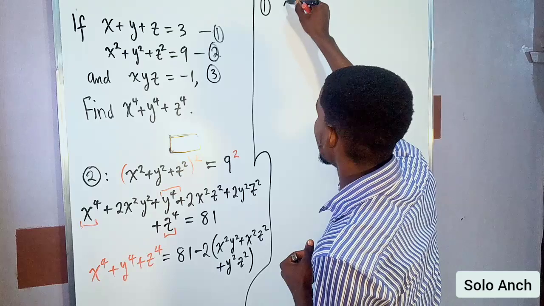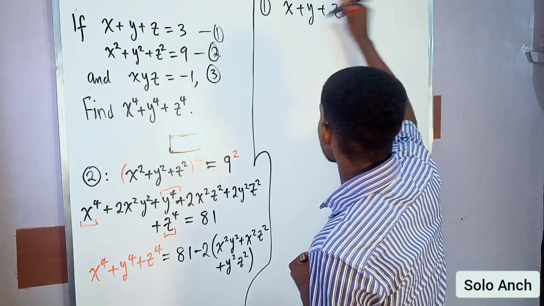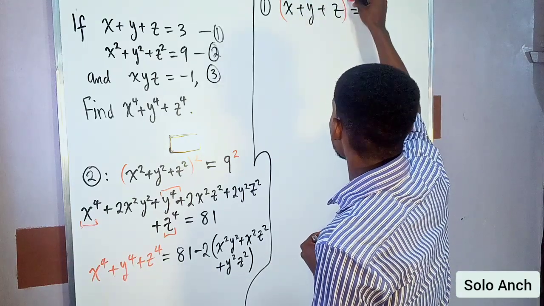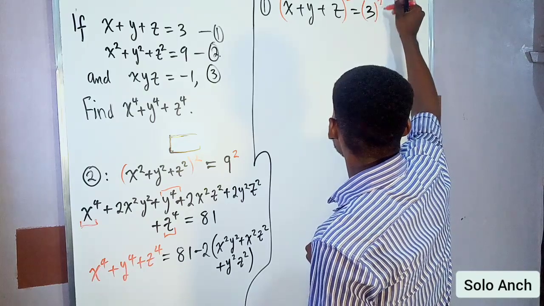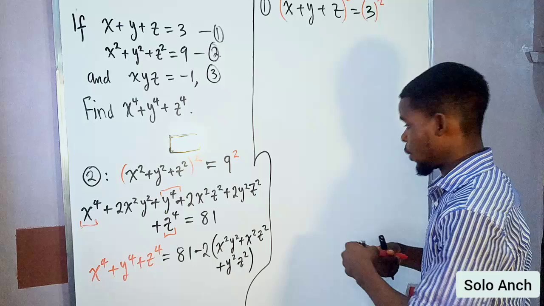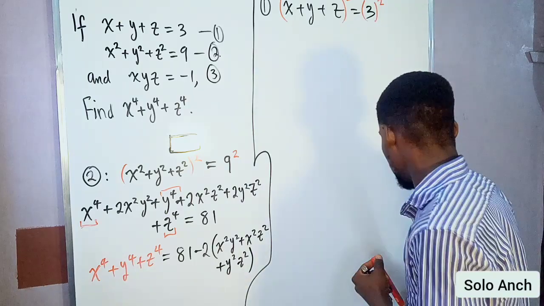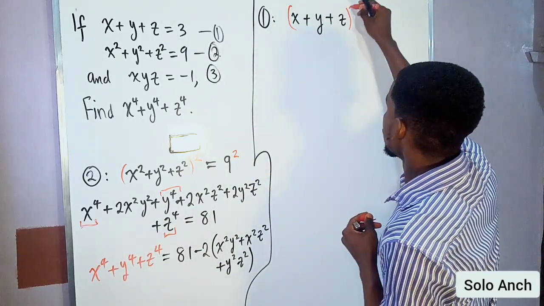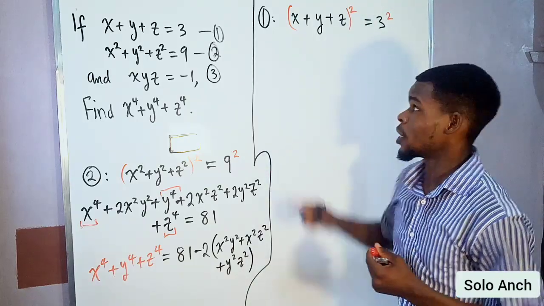Equation 1, we have that x plus y plus z is 3. So we're going to raise both sides of equation 1 to the power of 2. We raise this to the power of 2, and we raise 3 to the power of 2. Of course, that's just 9. Now we raise the left hand side to the power of 2. That's a trinomial. Let me write it well for you to see. Then we raise this one to the power of 2. Like I said, this right here is a trinomial.